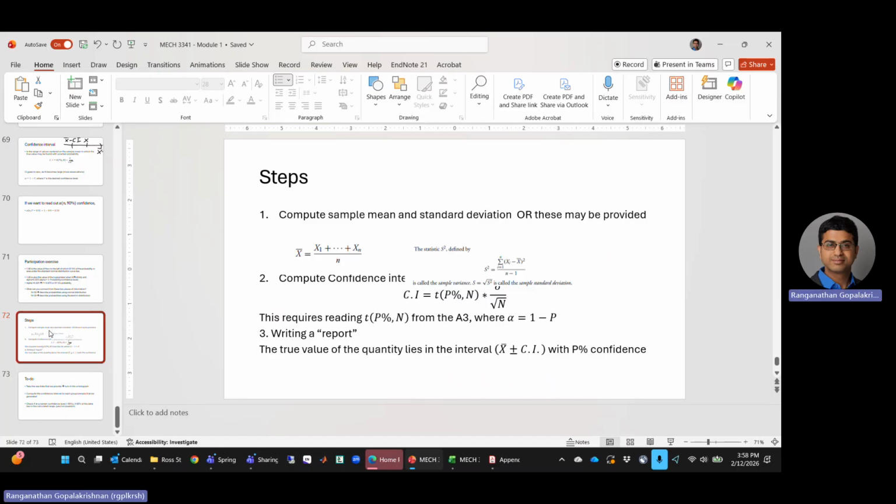The confidence level is P. If I want 90%, P is 0.9. If I want 98%, P is 0.98, and so on. So P is probability. See, probability, confidence level, chance, odds, these are all synonyms. They all have the same connotation.